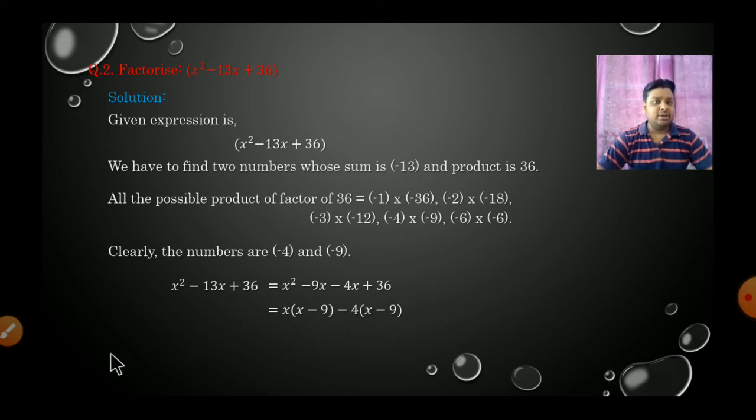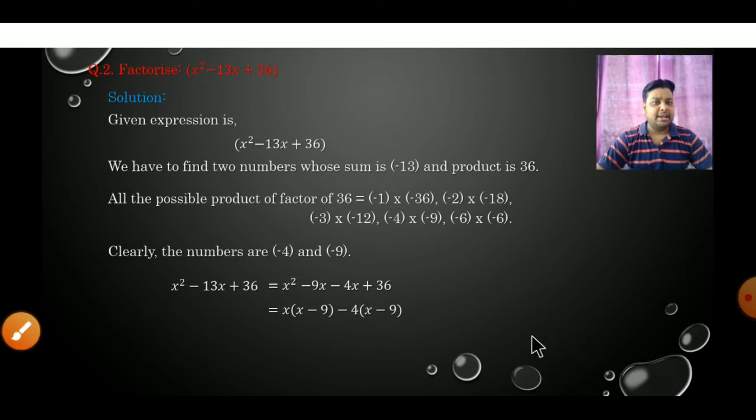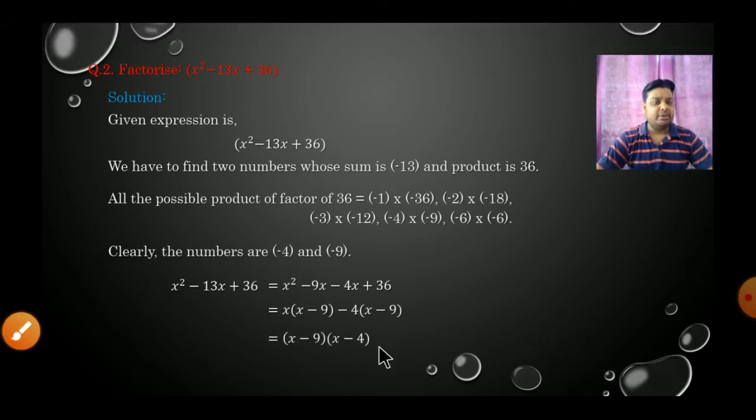So here you can see that x minus 9 and x minus 9 are both common. So we will write x minus 9 as common, and x minus 4 is the leftover value in the bracket. So this is the factor of this expression.